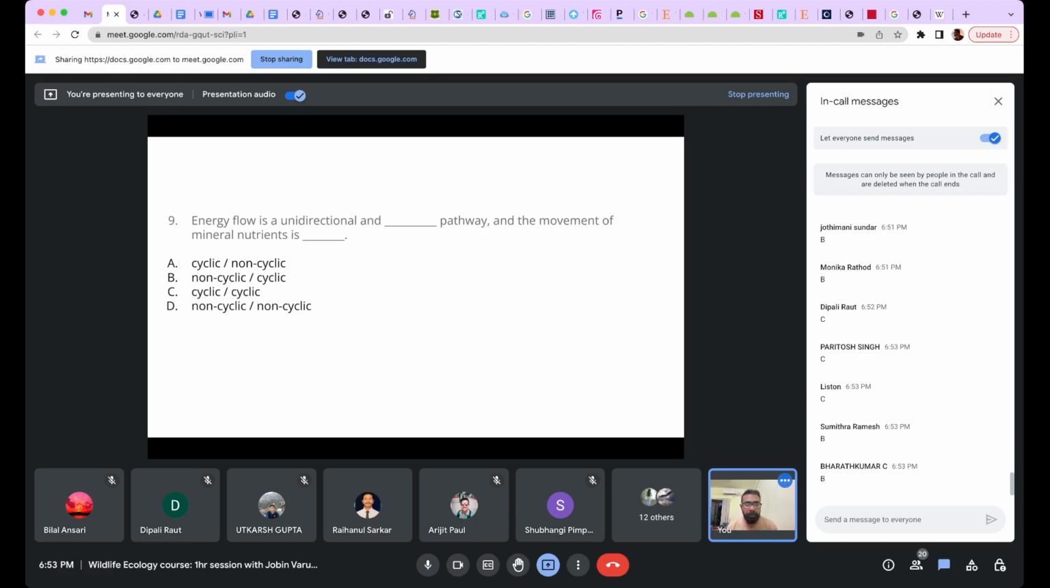So there was a class on cycles basically. There is the potassium cycle, the phosphorus cycle, the carbon cycle, the water cycle. All of these are the movement of minerals and nutrients. So that is definitely cyclic. And energy is unidirectional. Whatever energy comes can never be used back again.